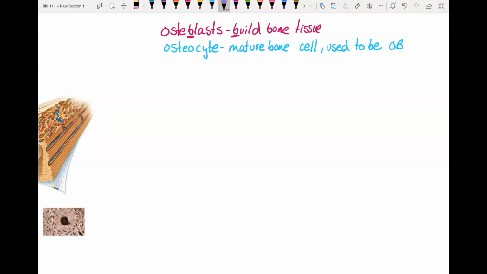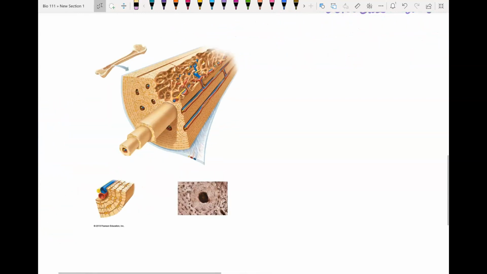Then we have a third cell called an osteoclast. This one dissolves old bone tissue. And I abbreviate this one OC. So we're going to talk a lot about osteoblast and osteoclast. And I'm just going to start writing OB and OC for them. So let's look at those cells in the context of the bone.